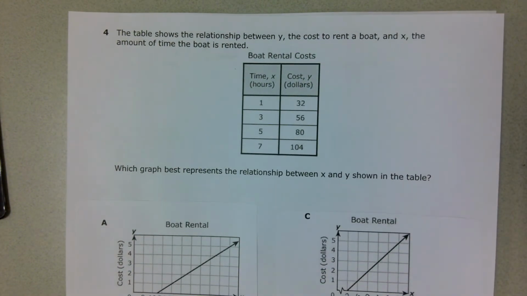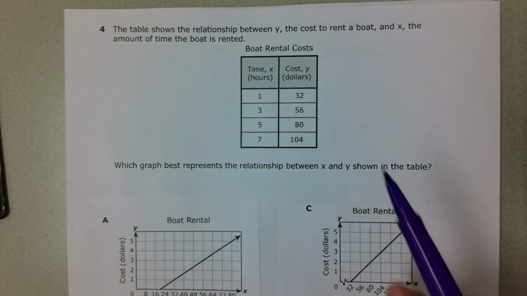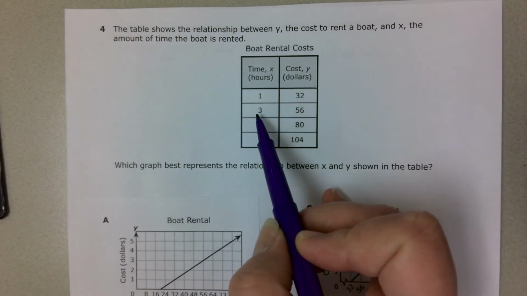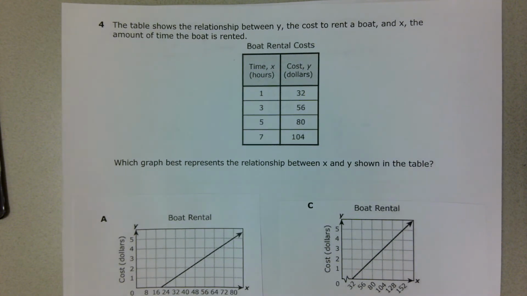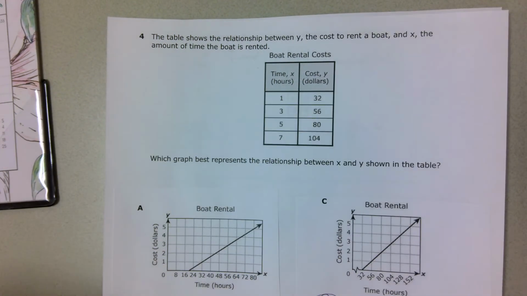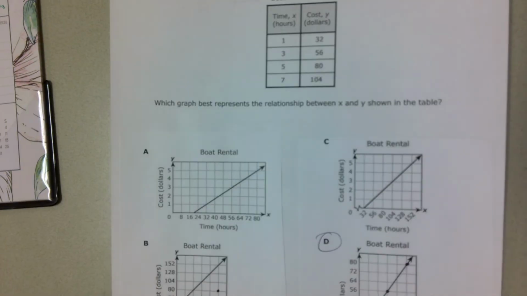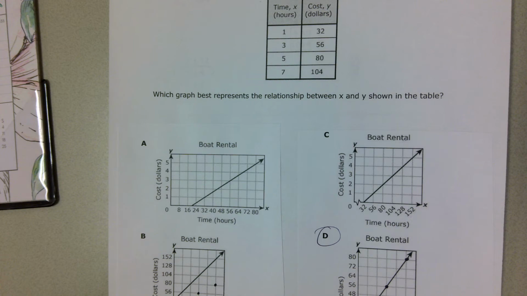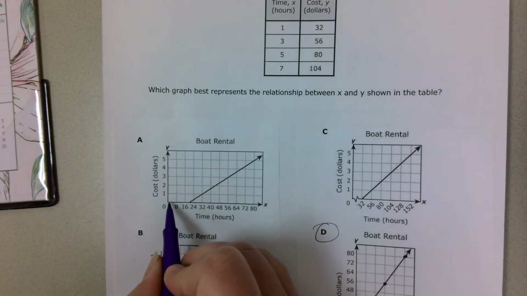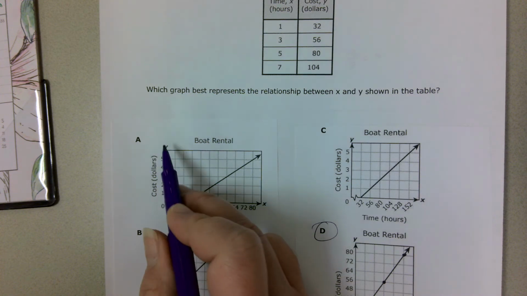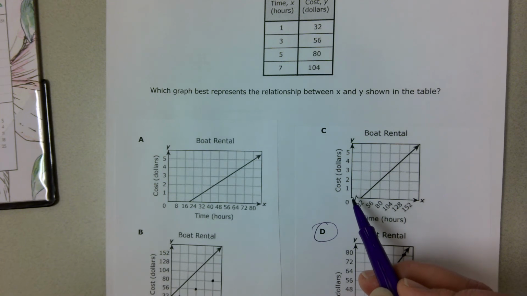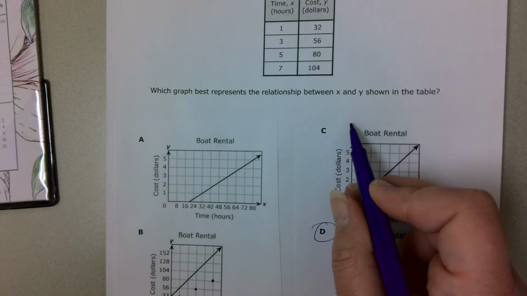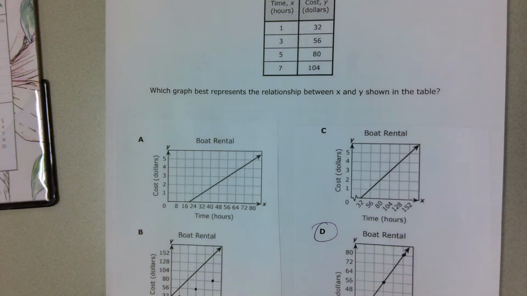Number 4, the table shows the relationship between y, the cost to rent a boat, and x, the amount of time the boat is rented. So for 1 hour, it's going to cost $32, 3 hours, $56, 5 hours, $80, and then 7, $104. All I needed to do here was plot the points and then find the one that was the correct graph. So for my x of 1, I'd be going up 32. That's not even on this coordinate plane, and it's definitely not on the graph of that line right there. Same here. If I were to go over 1, that's barely going over, and I'm going to again be off this coordinate plane, and the graph is on it.